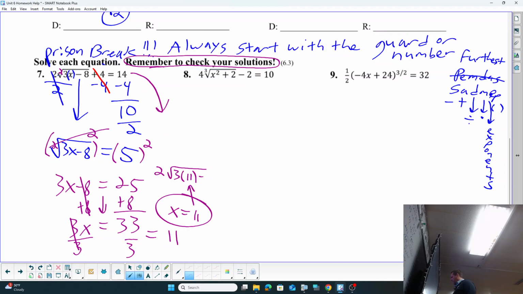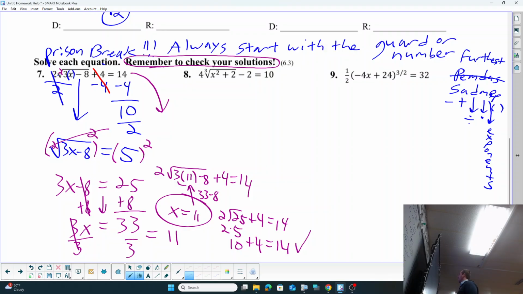Okay, so then we got minus 8 plus 4 equals 14. Okay, so 3 times 11 is 33. 33 minus 8 is 25. The square root of 25 is 5. 2 times 5 is 10. 10 plus 4 is 14. It works. Woo! Nice. So you try.